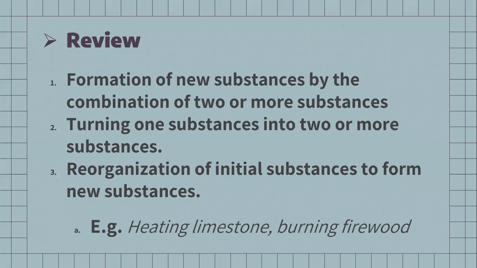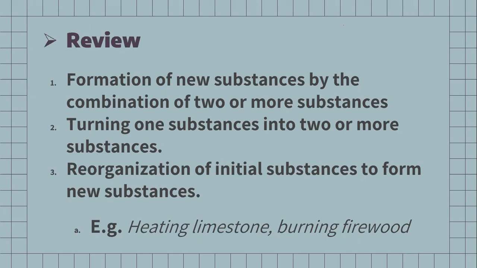Remember what we studied in grade 10 about chemical change? One of the following can happen during a chemical reaction. One is the formation of new substances by the combination of two or more substances. The second one, turning one substance into two or more substances. And the third one, reorganization of initial substances to form a new substance.